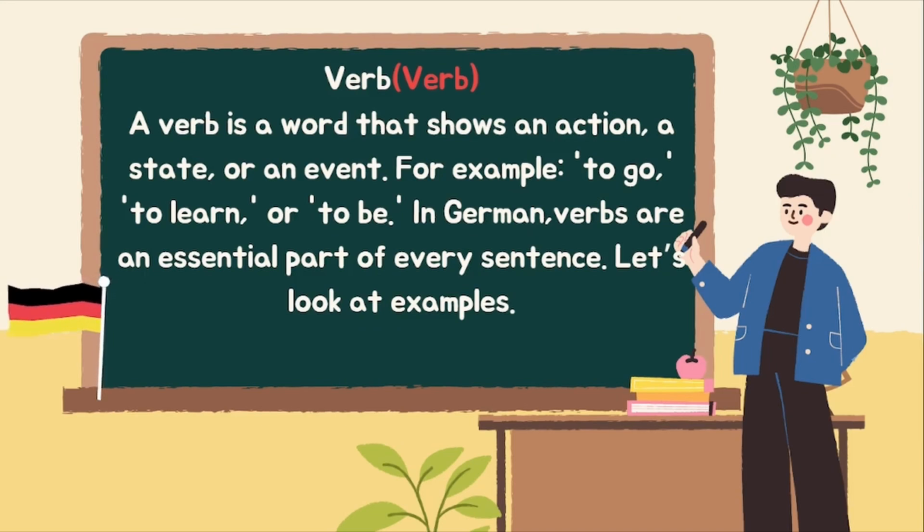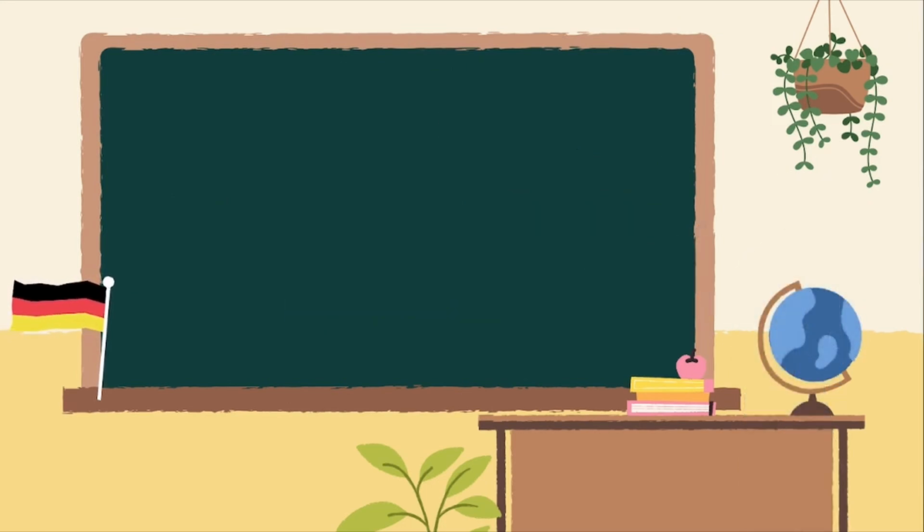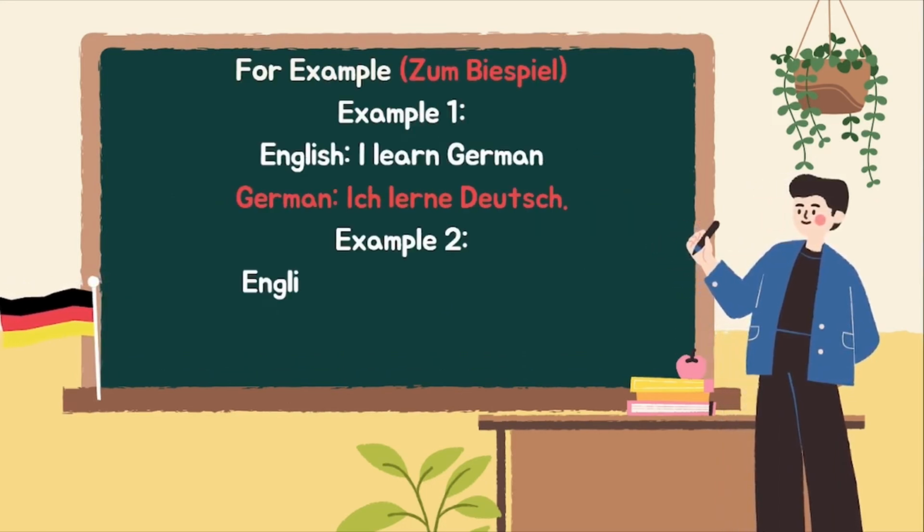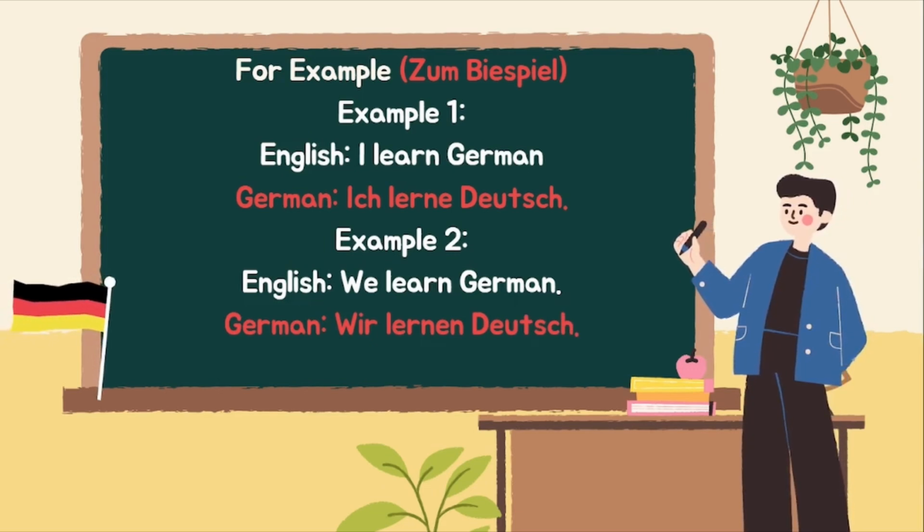In German language also, verb plays an essential part of a sentence. Similar is the case in English language. For example, I would like to make it clear by giving an example. Zum Beispiel, example number 1, in English, if we say I learn German, and in German it is translated as Ich lerne Deutsch. Example number 2, we learn German. Wir lernen Deutsch. Here the verb lernen is conjugated differently in ich lerne and wir lernen. Why so? I'll teach you in next slides.